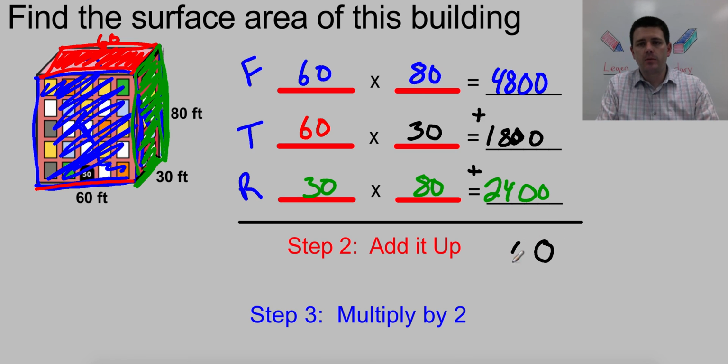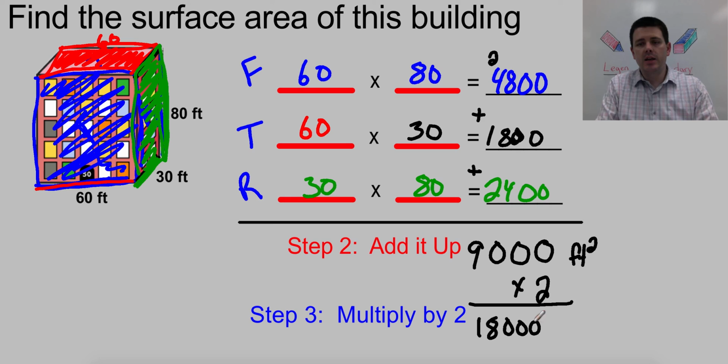Now I'm going to add them up. Zeros, those are easy. 8 and 8 is 16. Plus 4 is 20. 2 and 4 is 6. 7, 8, 9. So I get 9,000 square feet or feet squared. But again, that's just the area for the 3 sides I can see. I have to double it. I have to multiply times 2 to find the area of the whole thing, the surface area of the whole prism. That's 18,000 square feet.